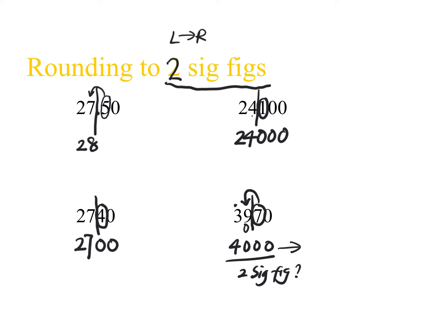The way is I need to use scientific notation. So it will be 4.0 times 10 to the, how many places did I move my decimal place? 1, 2, 3, 10 to the third power. And this 4.0 has two sig figs. So this 4.0 times 10 to the third power is my final answer. This one's fine.